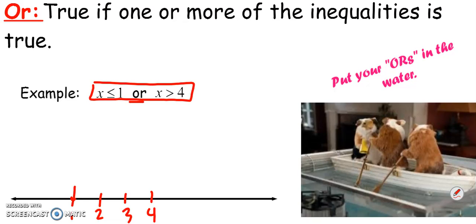So we need a closed circle here at +1, because it's or equal to, and that's being shaded this way, and greater than 4, so an open circle shaded to the right. So the only numbers that wouldn't work in there would be 2 and 3 if you're looking at whole numbers, and any of the fractions in between there. So as long as the number is either less than 1 or greater than 4, it will work.